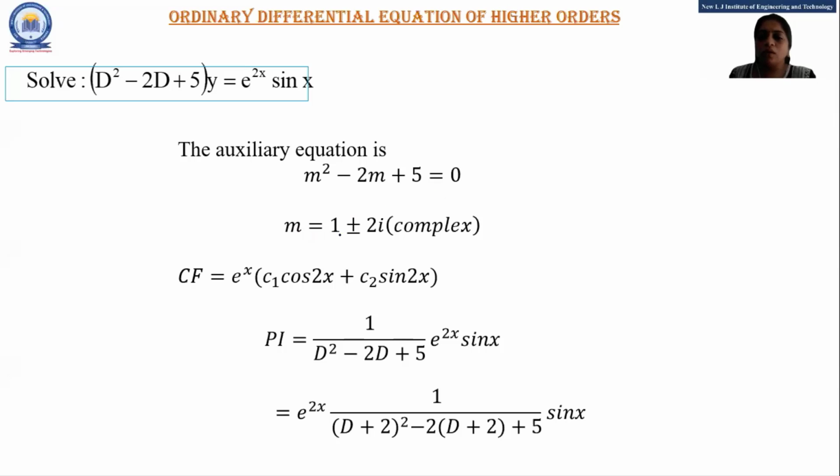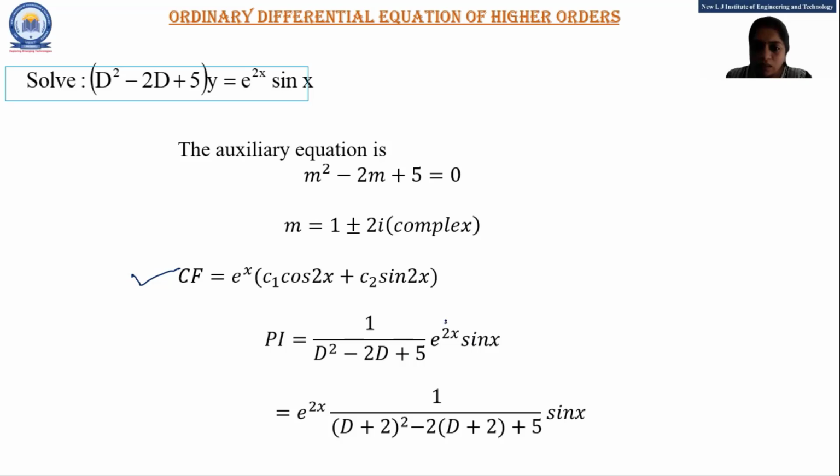So m equal to what? As per the rule, minus b plus or minus under root b square minus 4ac upon 2a. 1 plus or minus 2i. So this is the complex root. And as this is the complex root, so e raised to x, c1 cos 2x plus c2 sin 2x. So one part is complete now. For the second part, 1 upon function of D into e raised to 2x sin x.